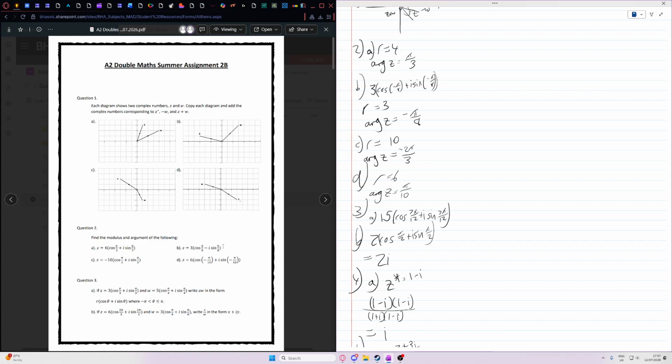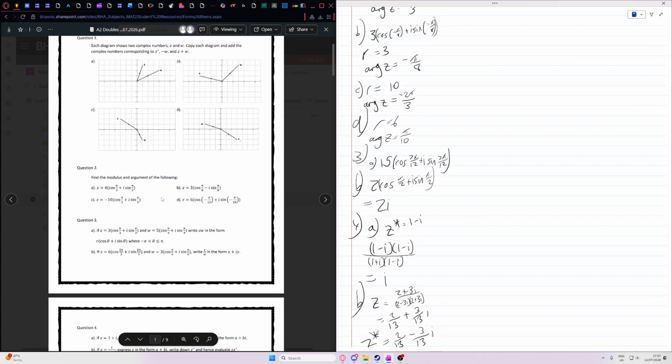Just notes for B. You can turn B into this because of the properties of cos and sine. Just know that when you see a minus here instead of a plus, you're going to have to do this, because cos of negative x is cos of x, and sine of negative x is negative sine x. But then all of this is fine.